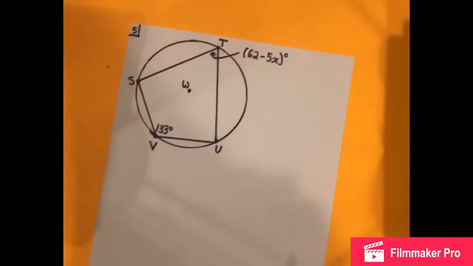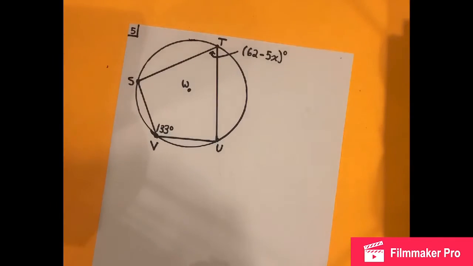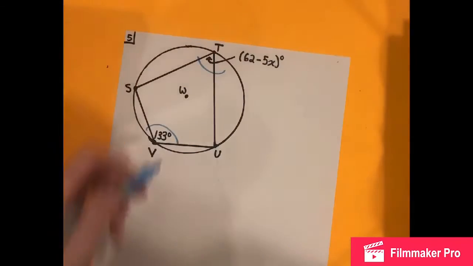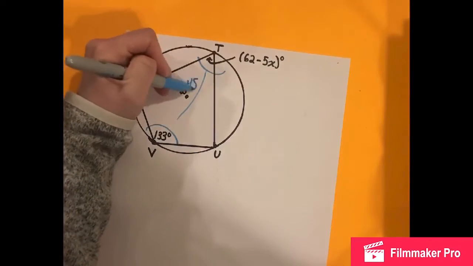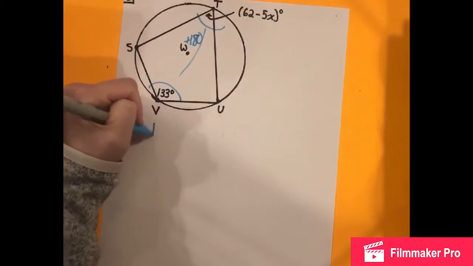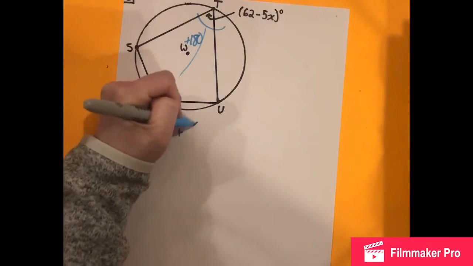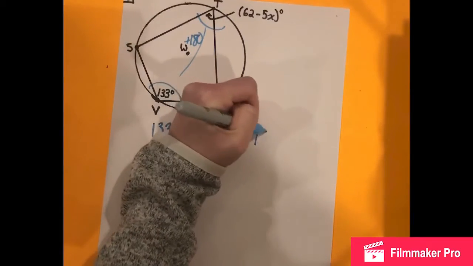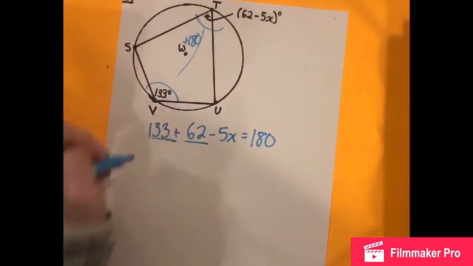Moving on to number 5. Very similar in the case of how to set these up. They give me two of them. They're both opposite. They should be adding up to 180. So that's all I'm going to do here. So I have 133 plus 62 minus 5x equals 180. Let's combine our two like terms.